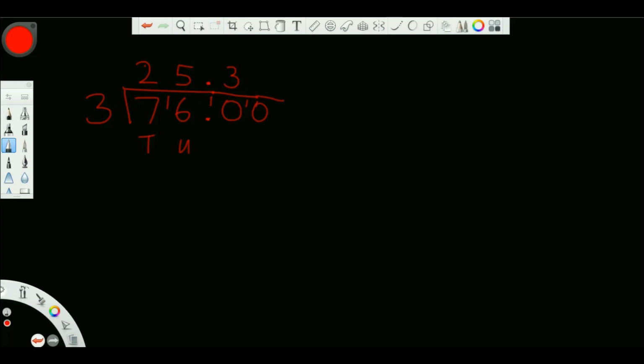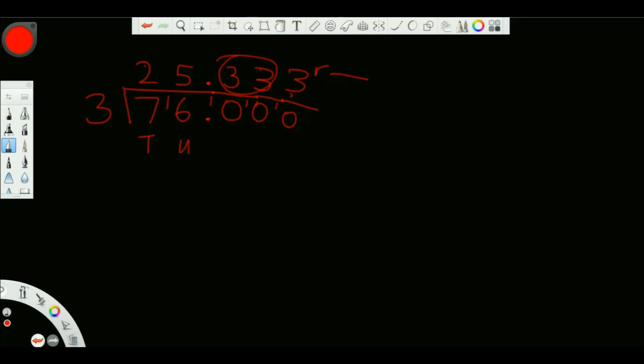Let's just check it. How many 3s in 10? 3, with 1 left over. We could keep going forever, but I haven't got all day. So we know that the answer is 25.3333333. Actually, it'll just keep going forever, so we can say 3 recurring. Or you could round it to 2 decimal places and just say 25.33.